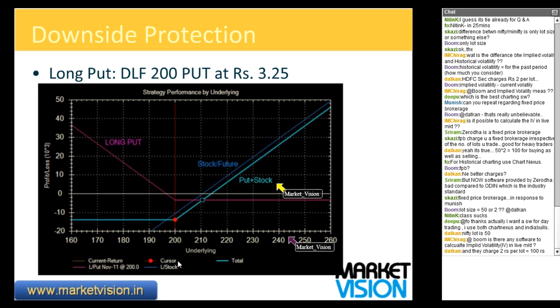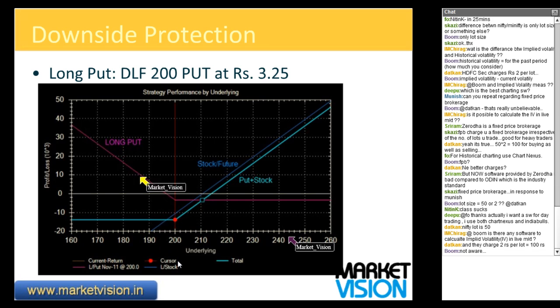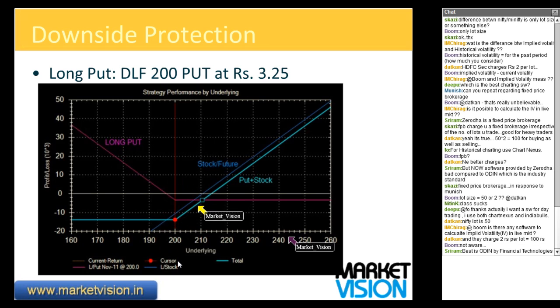So the light blue line is the payoff of the strategy, which is owning the stock and buying a put together, and together you can see that it loses some money on the downside, and at 200 it kind of doesn't lose any more below 200. But of course you pay this premium as well. So what happens is there's a difference between the stock and the strategy price, and this difference is the amount of premium that you paid. That means if DLF stays at 200, you still lost the premium that you paid, 3,250.